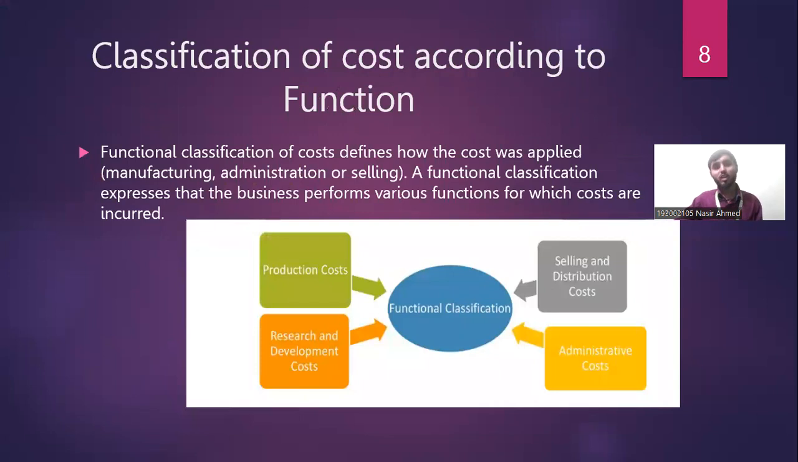And the classification of cost according to function, here you can see the pictorial, the functional classification, and the parts as production cost, research and development cost, selling and distribution cost, and administrative costs. A functional classification expresses that the business performs various functions for which costs are incurred.